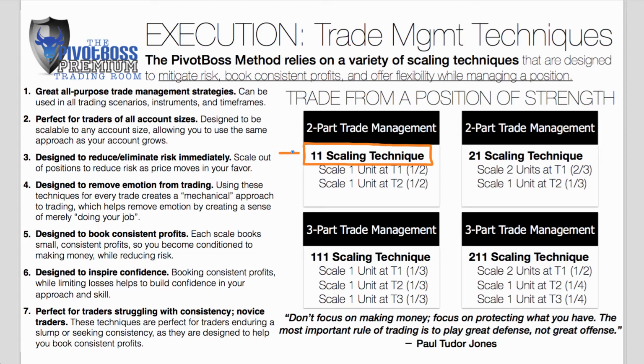And that's the one I developed a long, long time ago when I was first trying to really establish that great consistency. It's merely scaling out of half and half, and from there it was my go-to trade management approach when I needed to make that trade or I needed to be risk averse because we were at a significant key level. This is the one I went to.